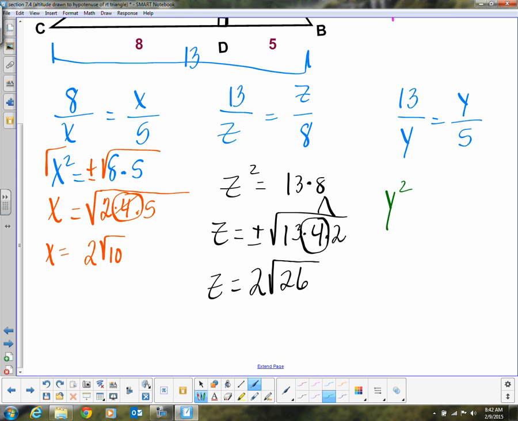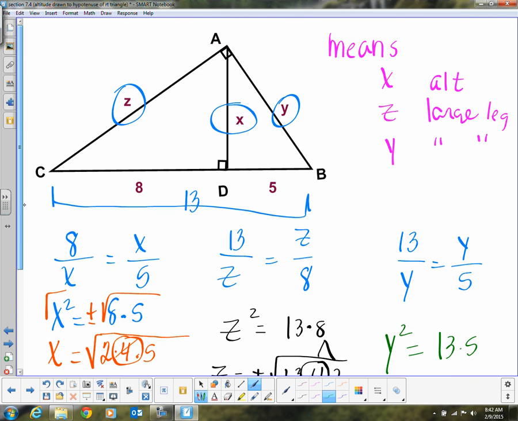This is going to be y squared equals 13 times 5. Y is going to equal plus or minus. Does 13 simplify or does 5 factor? No. Nope. So the best you can do is to multiply those together and get square root of 65. It's all about being able to first identify these means, and second, knowing how to fill in those other positions when you are finished.